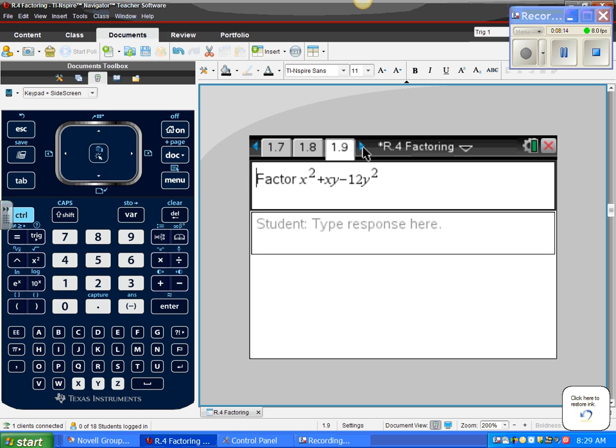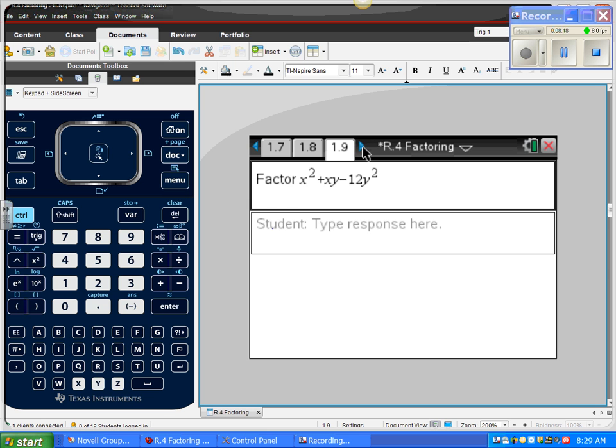Okay, let's try another one. x squared plus xy minus 12y squared. We're going to start the same way. Two sets of parentheses. I know because my first term is x squared, I'm going to start with x and x. If I look here, my signs are going to be different, so plus and minus. And because I have that y squared on the end, I know I'm going to have a y. So what I'm looking for is these terms here, okay, these coefficients. So two numbers that multiply to be negative 12 and add to be a positive 1.